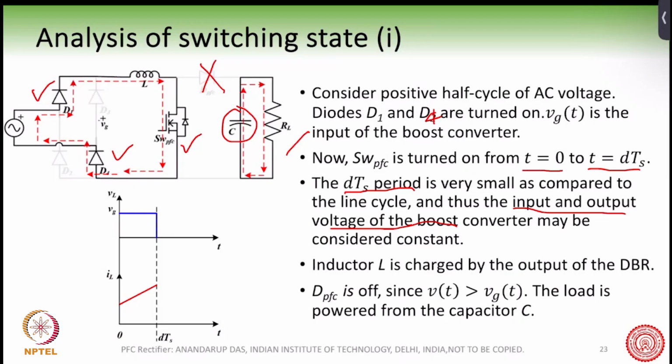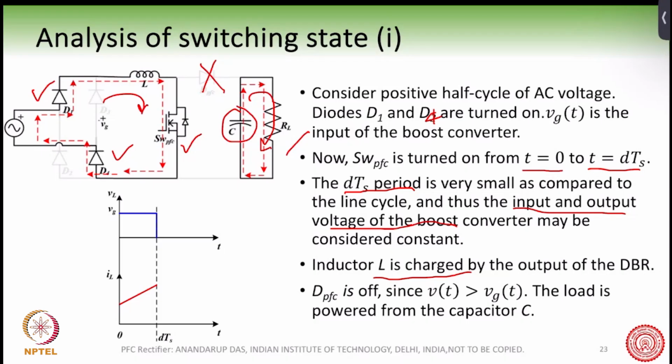So during this time, inductor L is charged, right? And since V is constant, the load is now powered from the capacitor, which shows that this capacitor is now discharging through this load during this time. The inductor is charging and the capacitor is discharging.